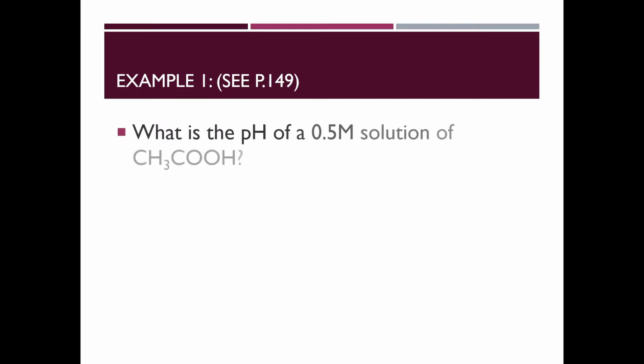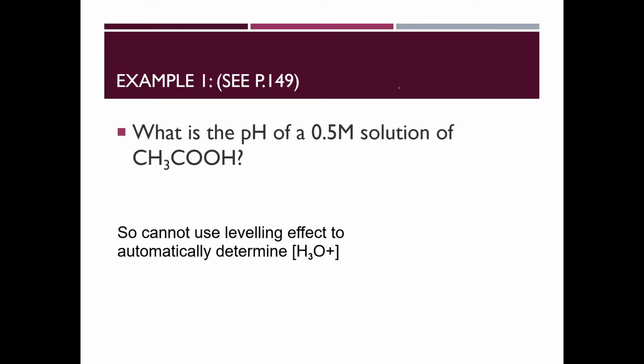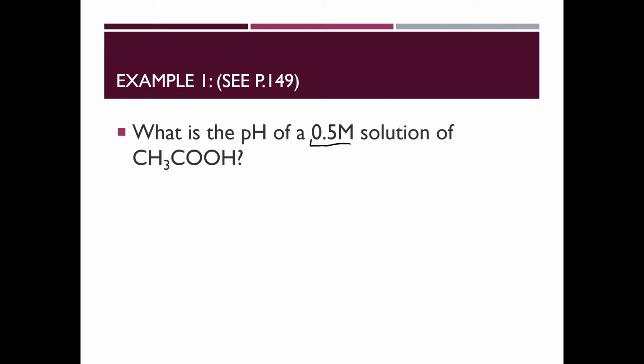It asks, what is the pH of a 0.5 molar solution of CH3COOH? This is not a strong acid, so you can't immediately just do negative log of this, because not all of that is acetic acid. Not all of this acid is going to dissolve to create an equivalent amount of hydronium. So we'll approach this problem as follows.